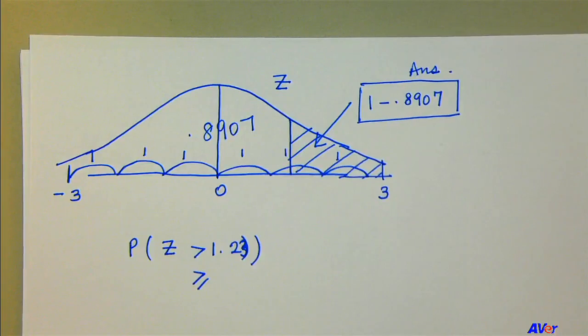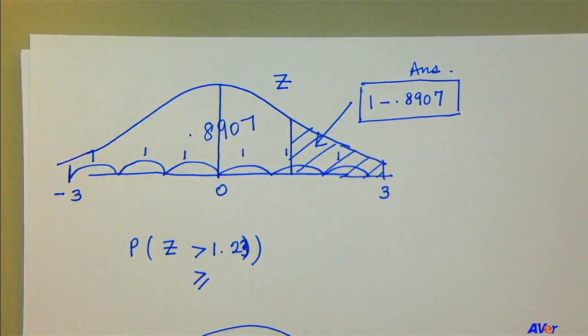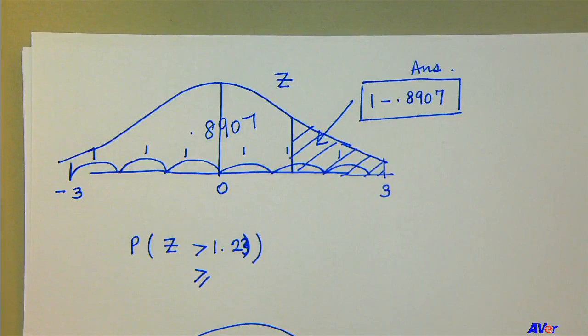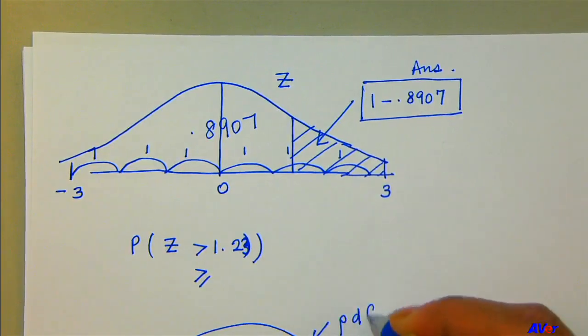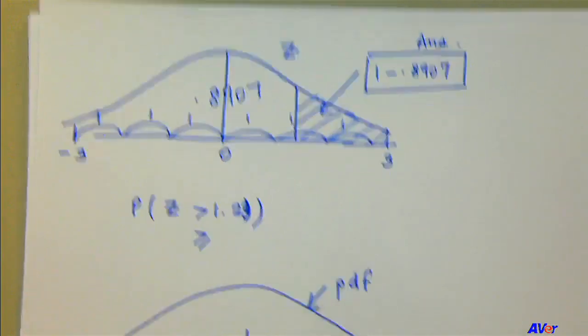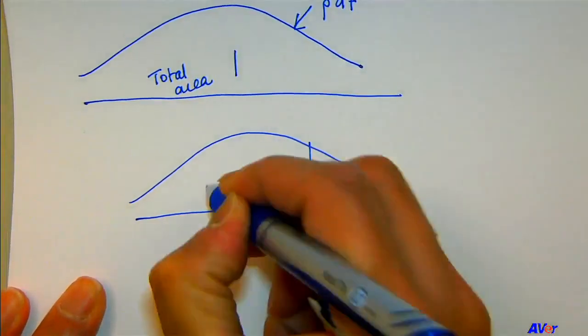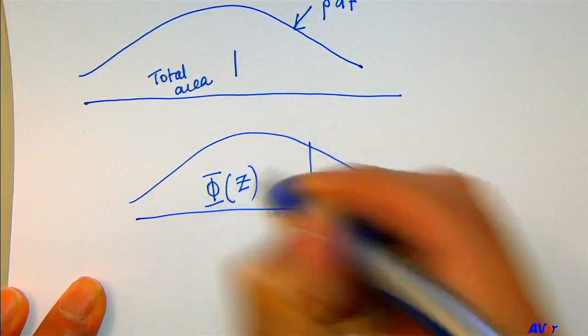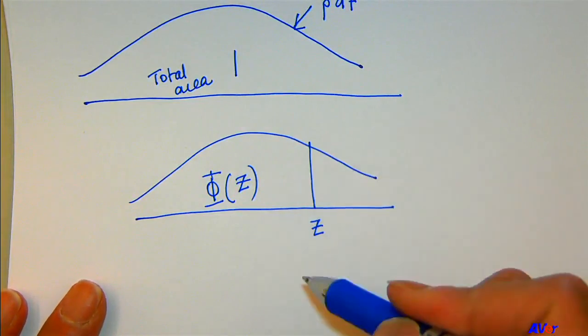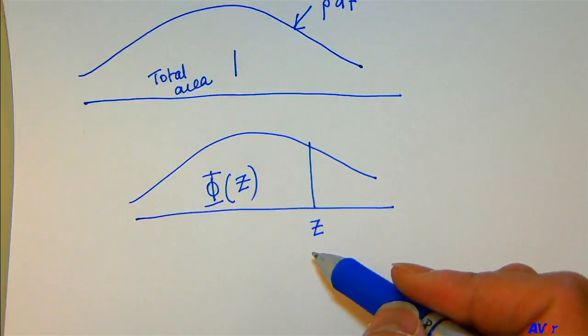Can you explain again why it's 1 minus 0.8907? Yes. The total area under this curve is 1. Under any continuous curve. Okay? So if this is a PDF, probability density function, then the total area is 1. Now, the table gives you phi of z. So if this is z, you look up the table, it gives you phi of z. That's the cumulative distribution function. Remember that from calculus? It's the area to the left of what you look up.